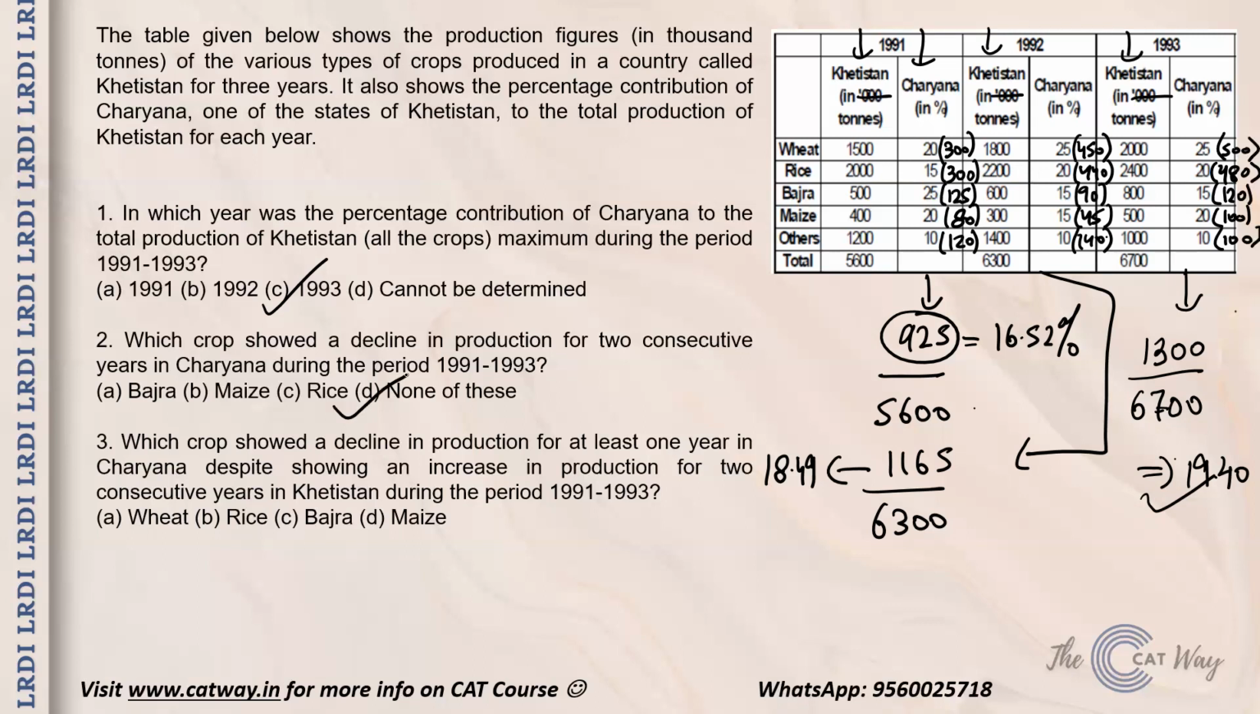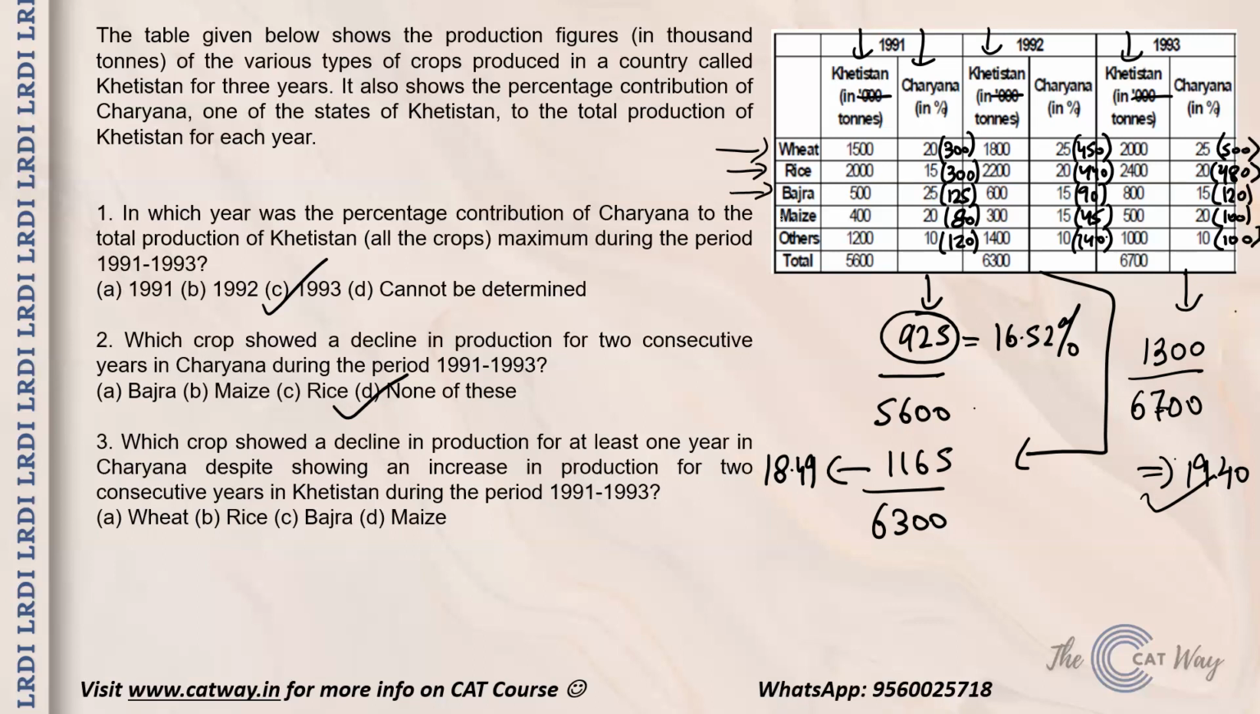Then you have the third question, which is, which crop showed a decline in production for at least 1 year in Chariana, despite showing an increase in production for 2 consecutive years in Kyrgyzstan during the period? So first we have to calculate which crop in Kyrgyzstan showed an increase in production for 2 consecutive years. So one of them is wheat, because there is an increase and then again there is an increase, from 1500 it goes to 1800 to 2000. For rice there is also an increase. If you talk about bajra also, it increased for both consecutive years.